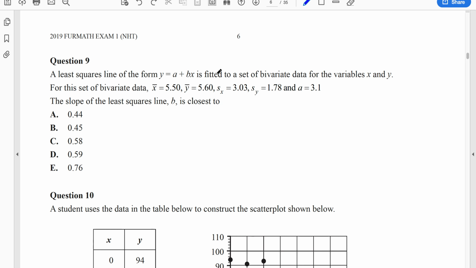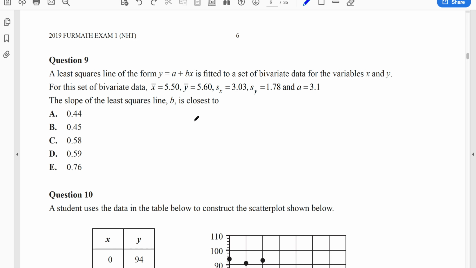So this one wasn't answered super well, so I'm going to run through how to do it. If we have a look here, we are asked to get the slope of a least squares line. We don't have any data for that line, so all we have to work with is the mean of x, the mean of y. We've got standard deviation there as well, which we don't actually need, and we've got a, which is our y-intercept.